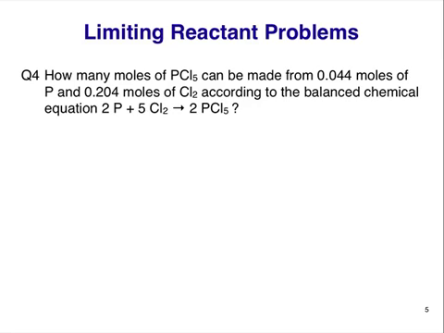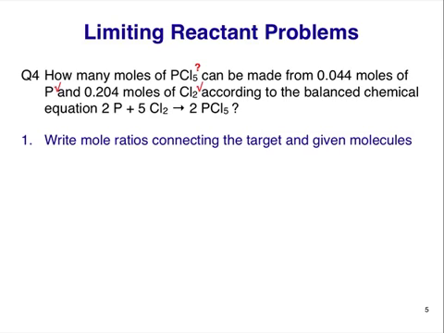We're asked to find the number of moles of PCl5 and are given the number of moles of reactants P and Cl2. Don't panic about the non-integer amounts that have suddenly shown up. The method we've learned still works. Here are the givens and unknowns labeled in the question.